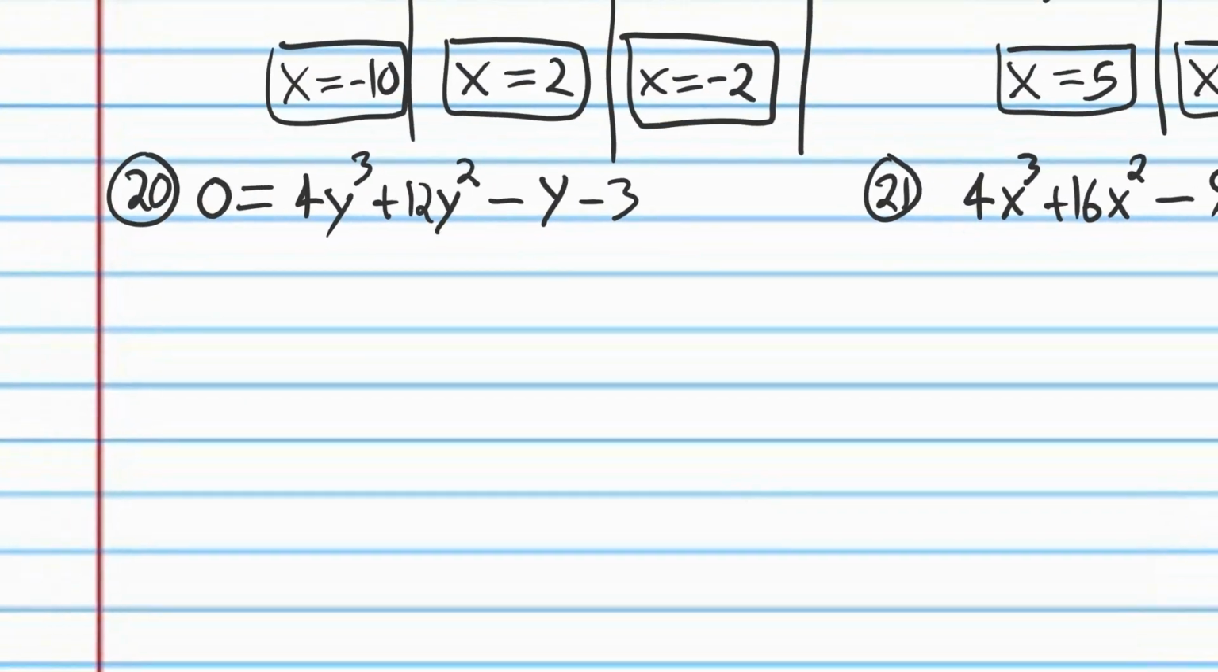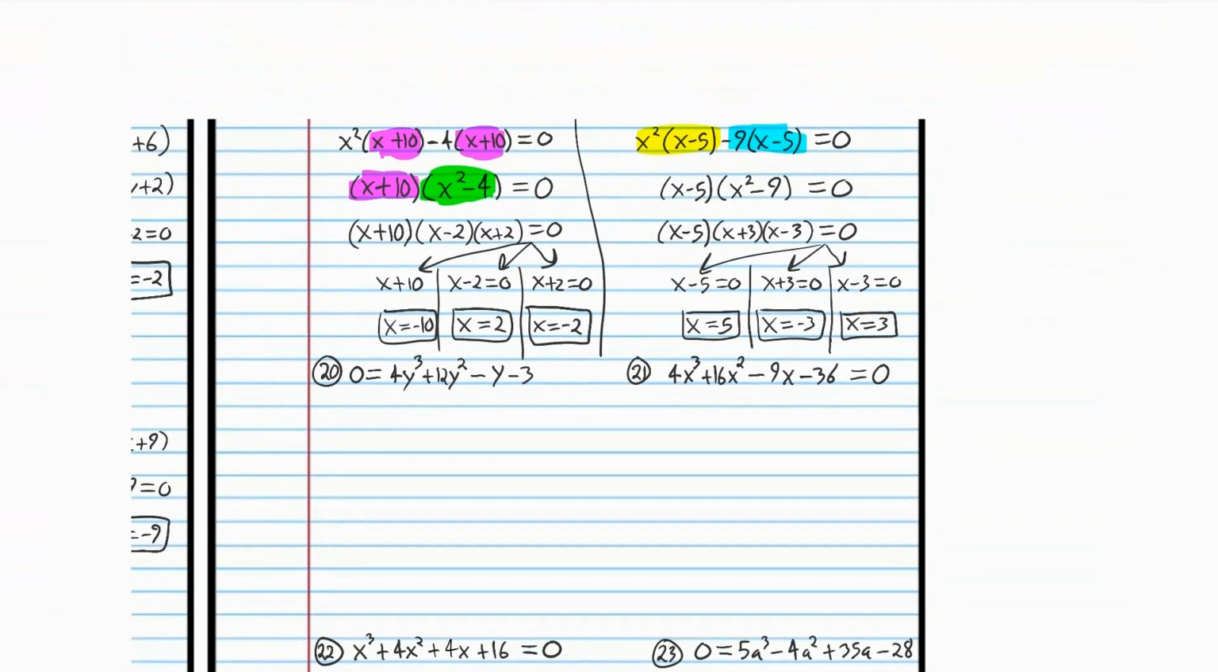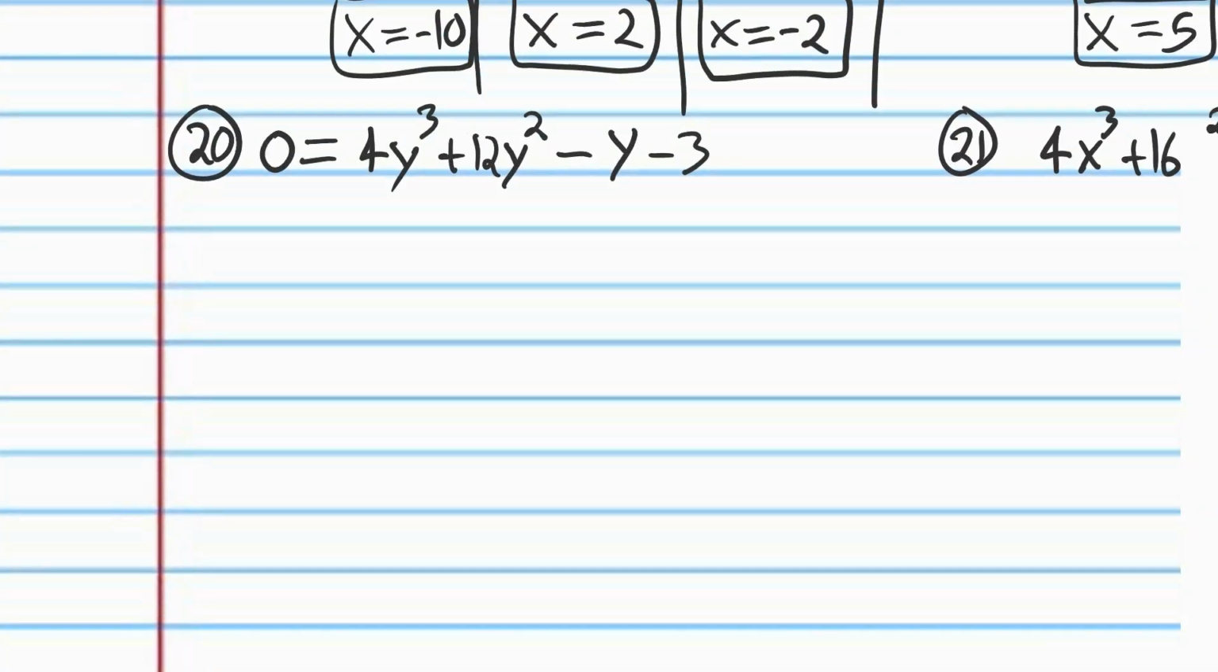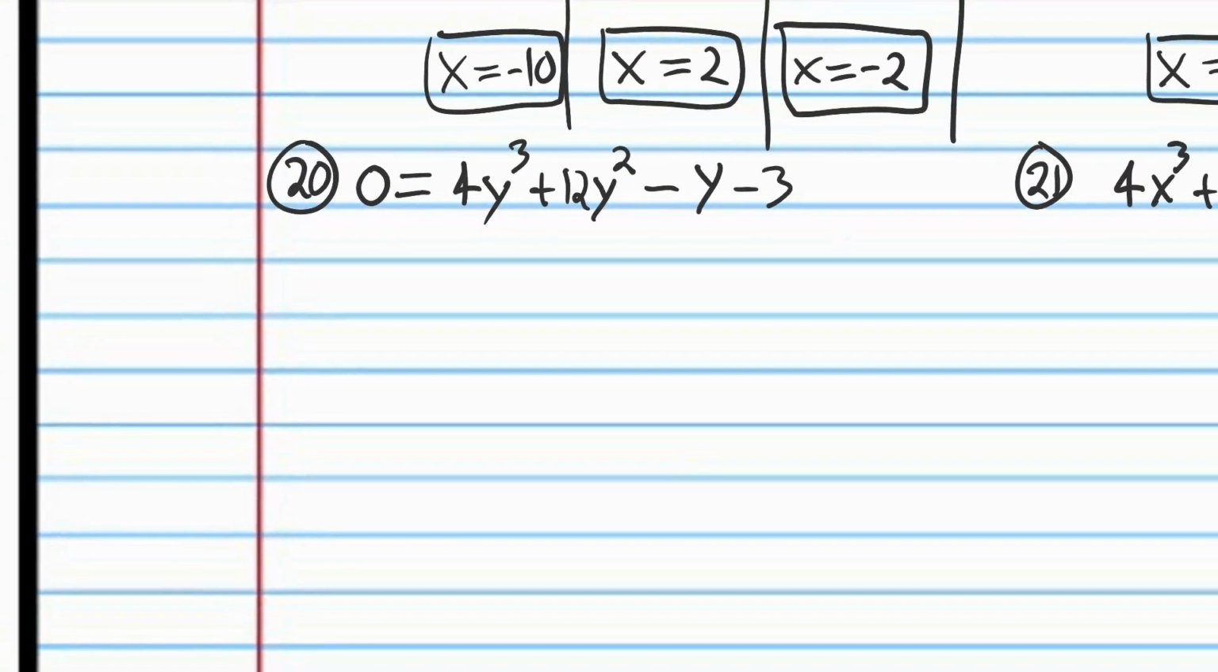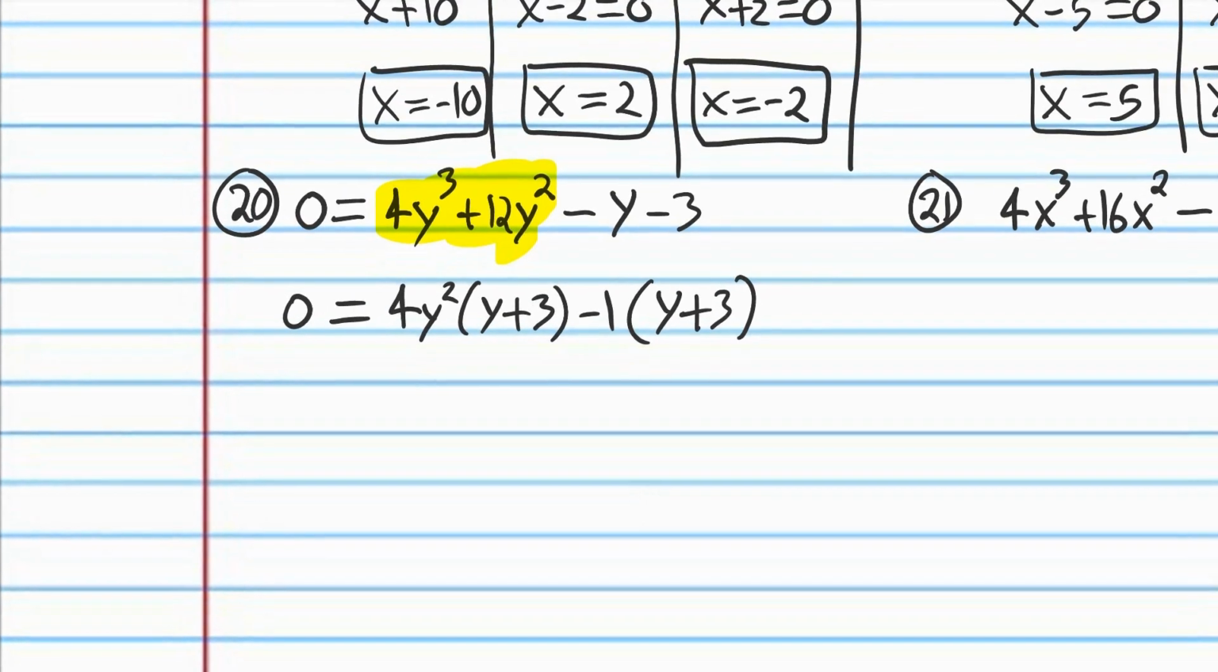All right, looks like we're going to do this one together. We'll see what happens here. So I'm going to factor out a greatest common factor in those terms, so that would be 4y squared. I'm going to factor out a negative 1. And I'm just going to double check, multiply back to see if that's correct. And it looks like it's correct.